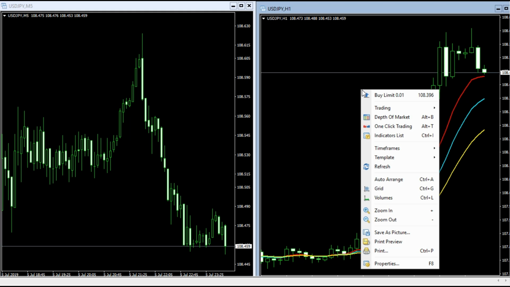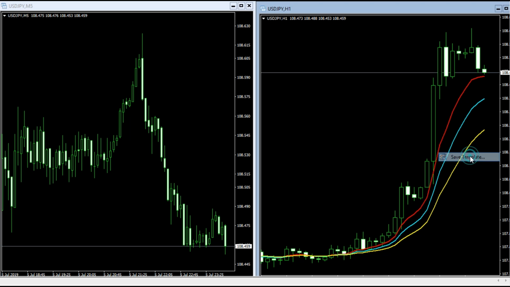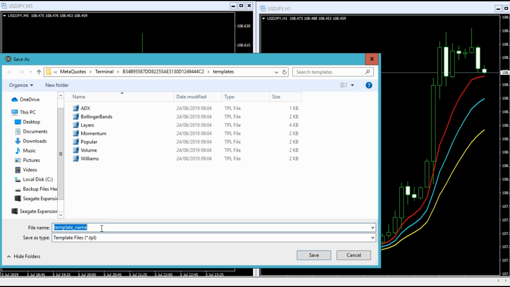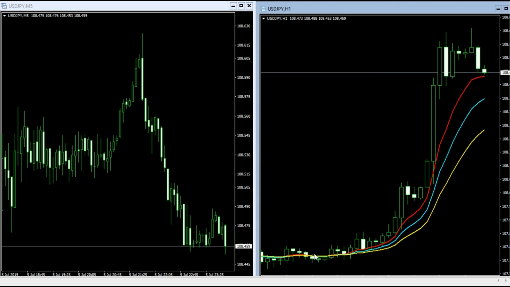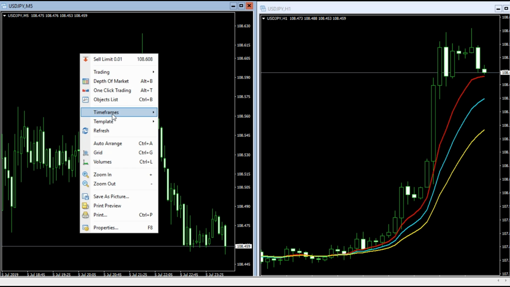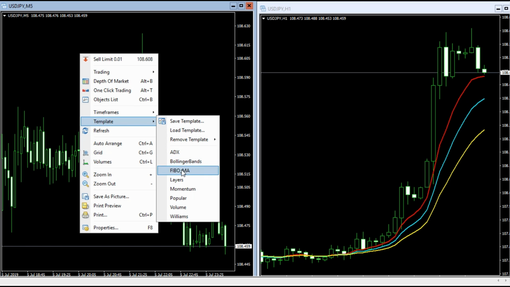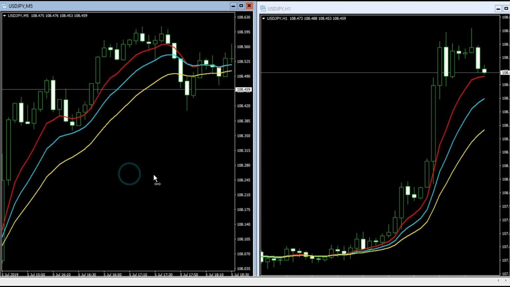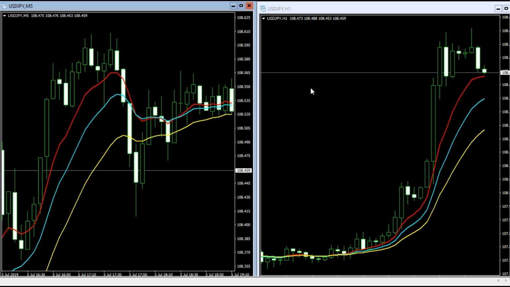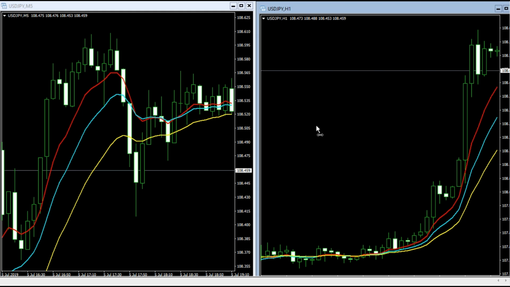What we will do, we will save it as a template, save template, and give it a name as Fibonacci numbers, Fibo MA, moving average. Okay, Fibo moving average, and save it. Now on the 5 minutes, we will bring the template, the one we saved, Fibo MA. Here it is. Okay.